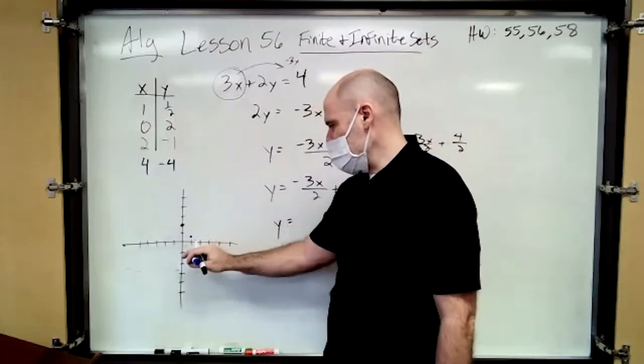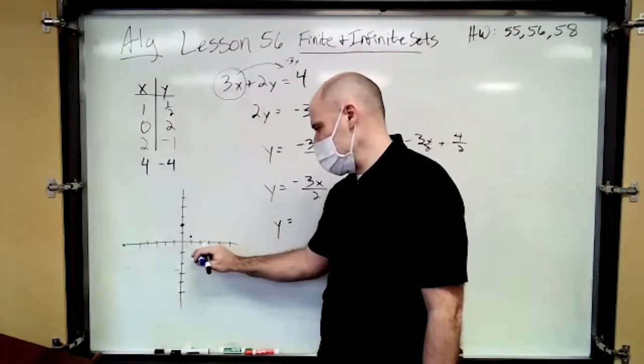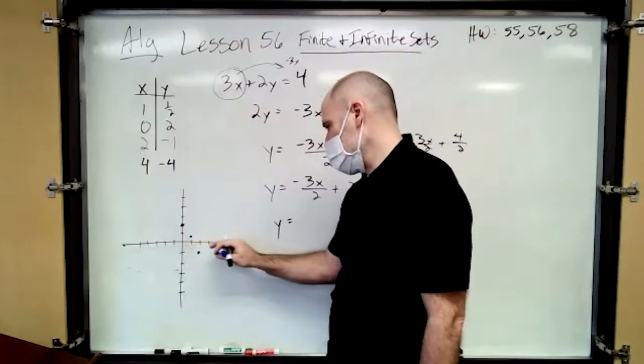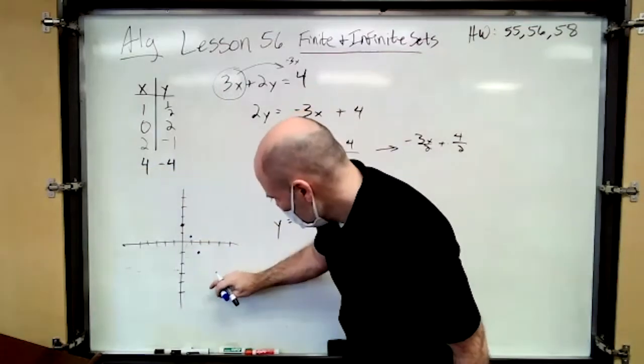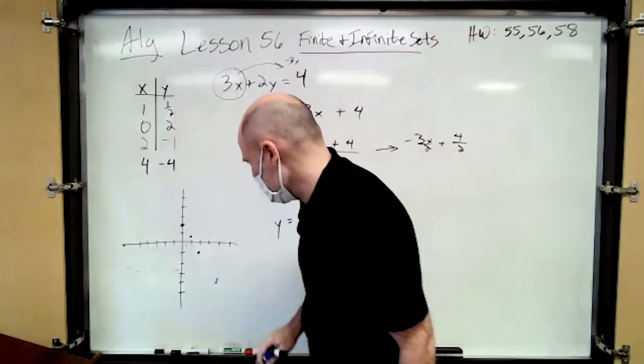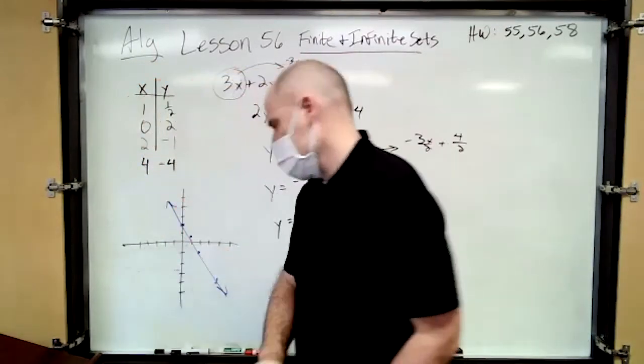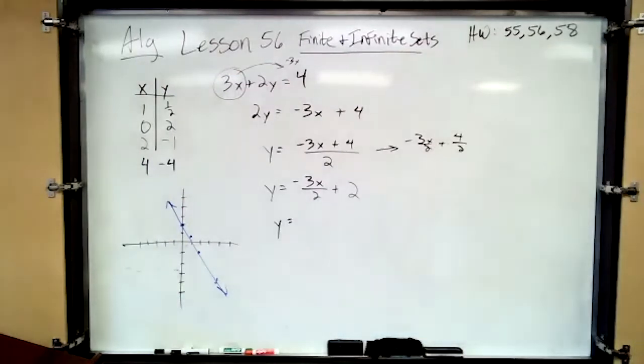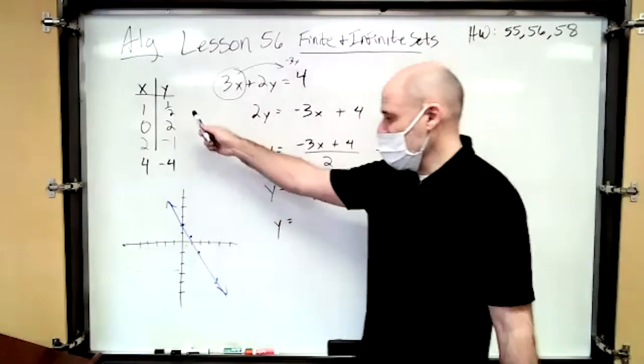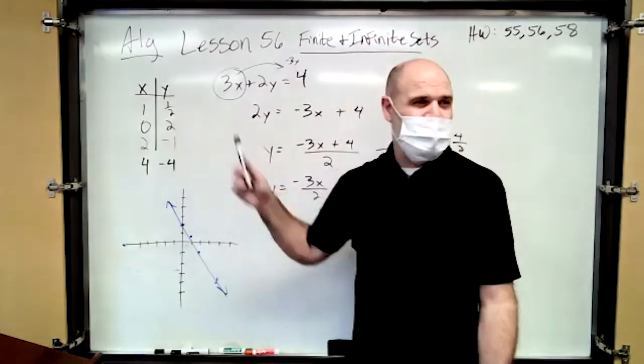All right, 2, negative 1. So right 2, down 1. 4, negative 4. So right 4, down 4. And look what we got. We got a nice line there, kind of. Okay. So again, you can always check to make sure you're doing this right by seeing if your line is straight. If your line's not straight, then you either calculated a coordinate wrong or you plotted those points wrong.